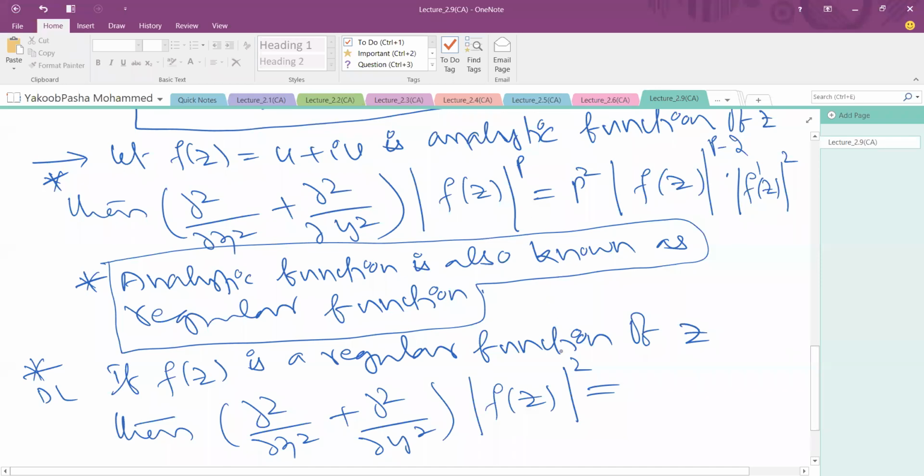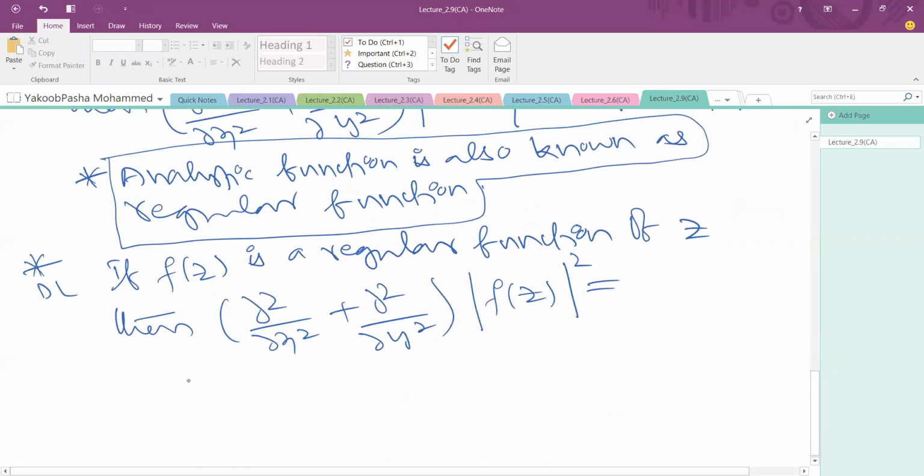When we take p is equal to 2, here we get 4. This is power 0, means 1. This is f dash of z whole square. I am taking p is equal to 2. Let p is equal to 2 in the formula.